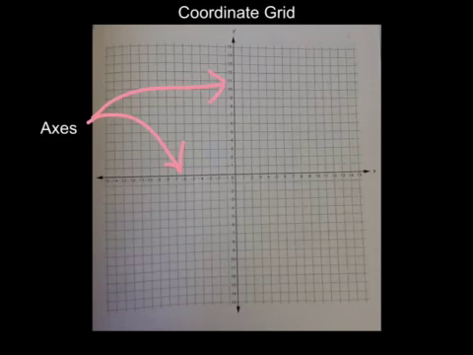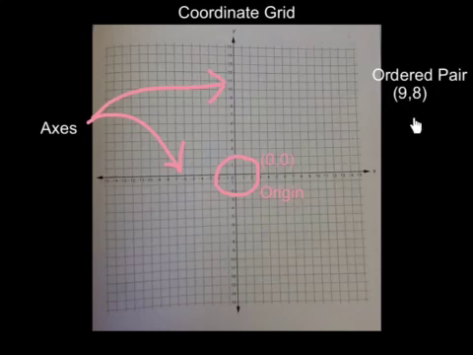The number lines intersect at right angles at their 0 points. The point where the lines meet, 0, 0, is called the origin. Every point on a coordinate grid can be named by an ordered pair of numbers. Here is an example of an ordered pair.